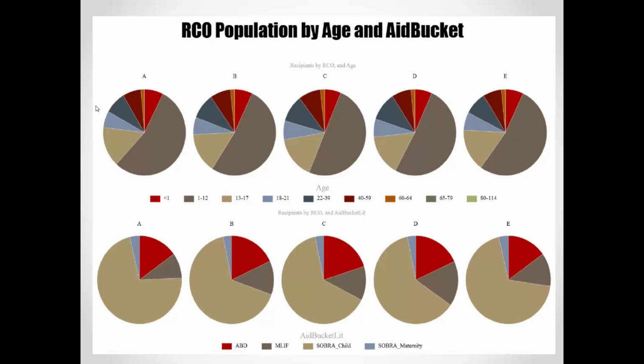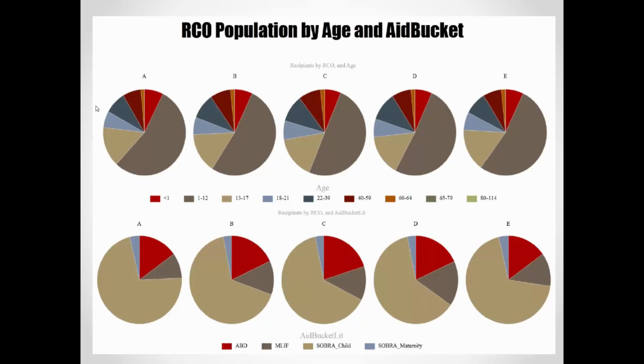The top row of pie charts is age groupings. You'll see that a large percentage, I think about 75% of the population in the RCOs are children. There's the under 1s, the 1 to 12s, which make up about half of each chart. The 13 to 17s and the 18 to 21s, that's the large percentage of the population right there. And then you can see how the other groups kind of weigh out from there. And there is some change, but not a huge change from RCO to RCO.